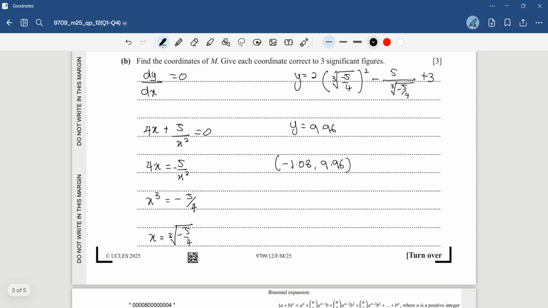Please make sure that you do not use the three significant figure value when you are calculating your y. Then you will get a different answer. Please make sure you use the exact form.